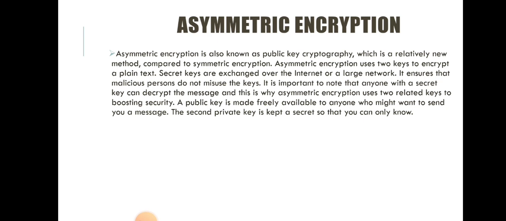Asymmetric encryption. Asymmetric encryption is also known as public key cryptography, which is a relatively new method compared to symmetric encryption. Asymmetric encryption uses two keys to encrypt a plain text. Secret keys are exchanged over the internet or large network. It ensures that malicious persons do not misuse the key.